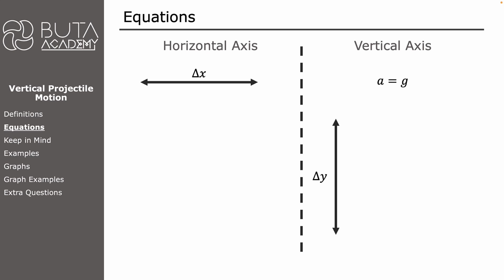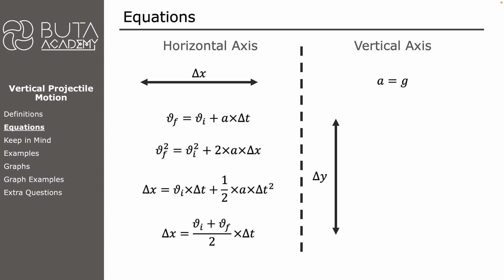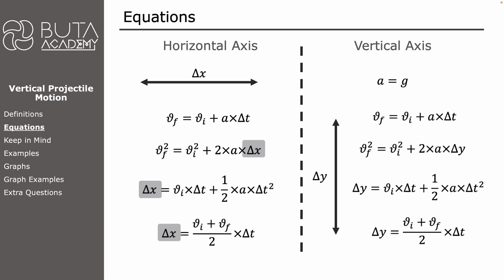On the left side of the dashed line, we can see the equations we have studied in grade 10. Notice that the displacement in these equations has been represented by delta x. Correspondingly, in the equations for the vertical projectile motion, the displacement can be represented by delta y. Both versions of equations are acceptable in the exams.